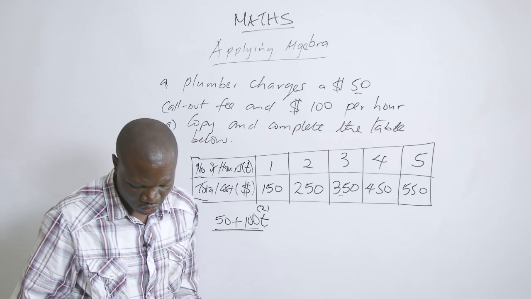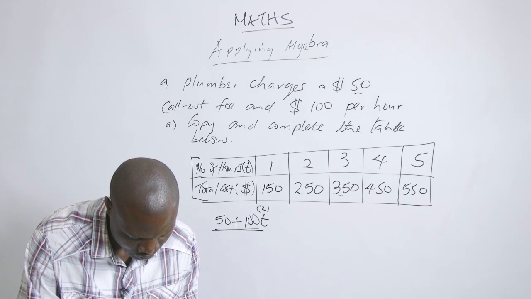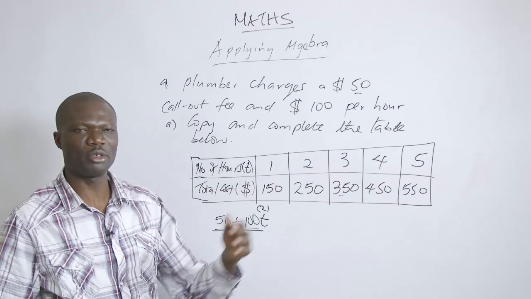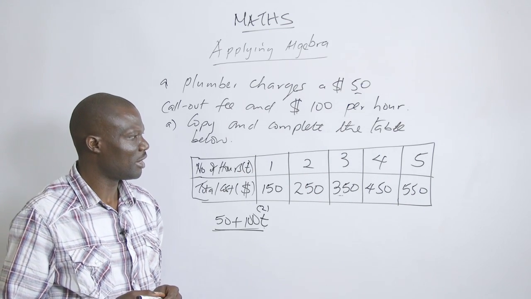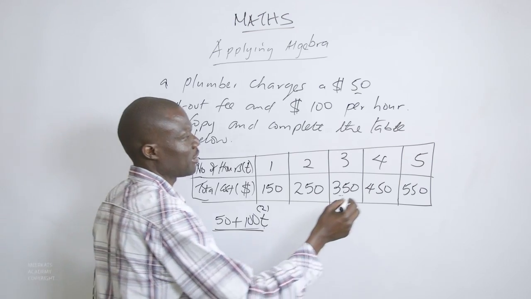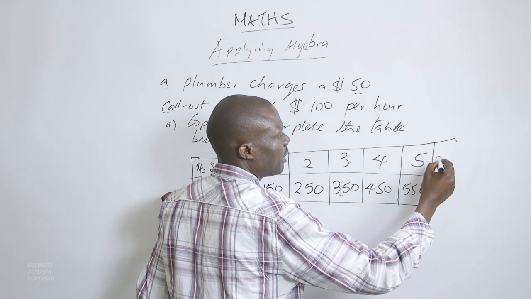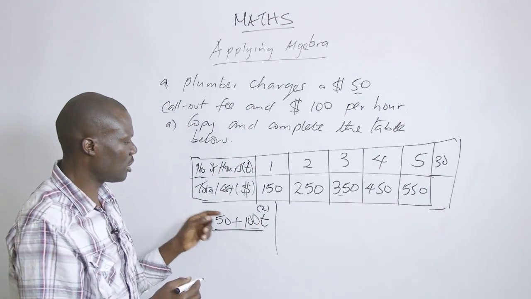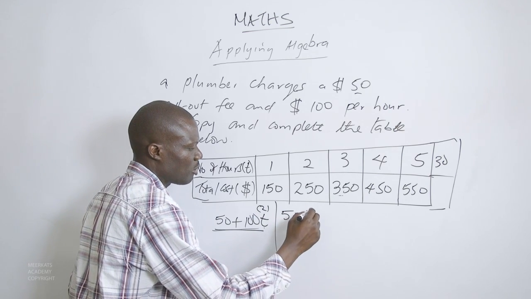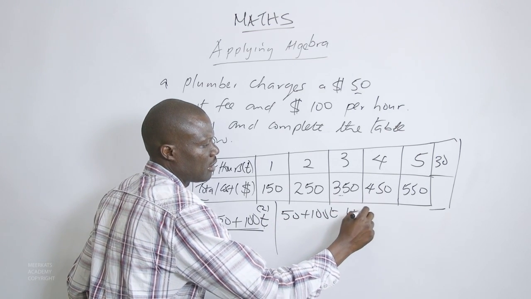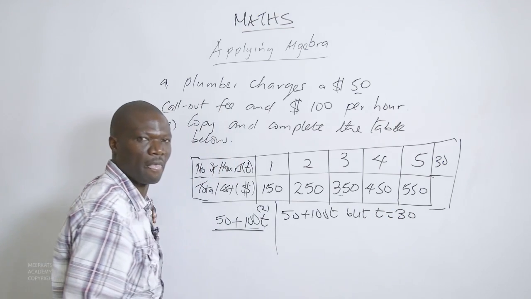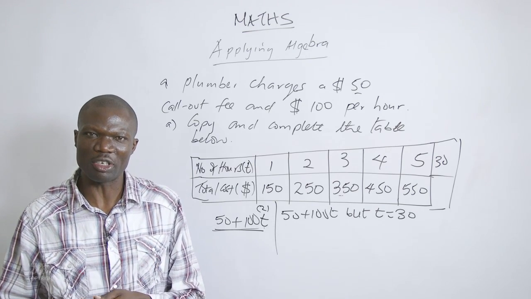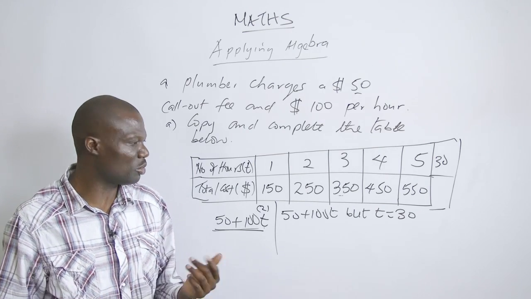Part 2. We want to find out, supposing we have only taken t up to 5, supposing this particular person was given 30 hours. We want to substitute t with 30 hours. So it will mean that 50 plus 100t, but t is equal to 30. So we shall have to substitute and find out if this plumber worked for 30 hours, how do we approach it?